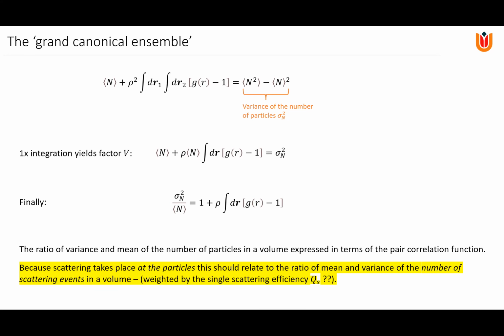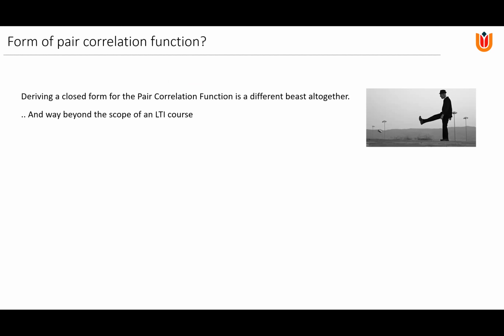And why is this important? Well, if we think of scattering by particles, we can think of scattering taking place at these particles. It means that the variance in the number of scattering events should follow the same behavior, weighted of course by the scattering efficiency. From this we can get a grip on multiple scattering processes in such a medium, because the mean number of scattering events and the variance of the number of scattering events will follow that behavior.